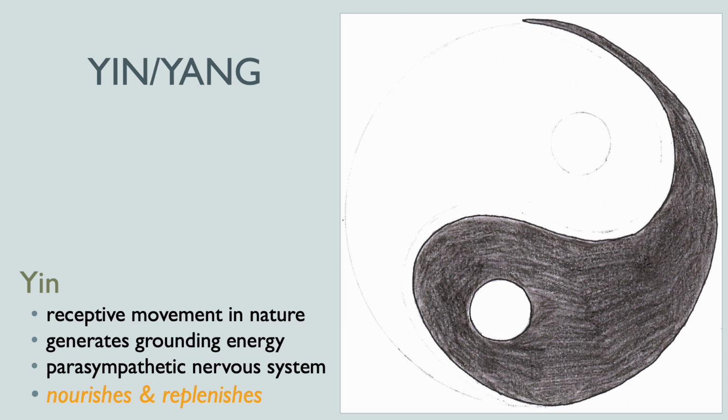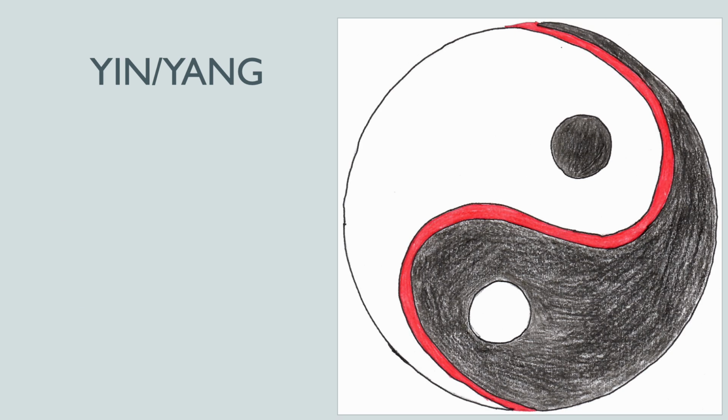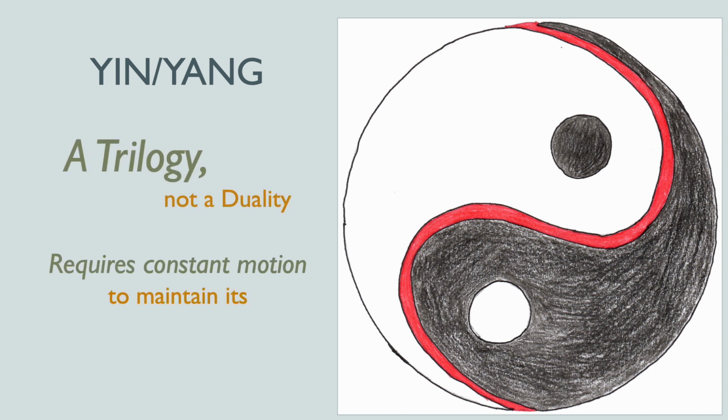But there is a third element in the yin-yang philosophy that people don't talk about, and that is the space that is created between the two. And this is the space where qi resides. Qi is generated by the movement of yang in relation to yin, and resides in the space between everything else. Therefore, qi has the potential to create. That means yin-yang is a trilogy, not a duality, and requires constant motion to maintain its form and function.